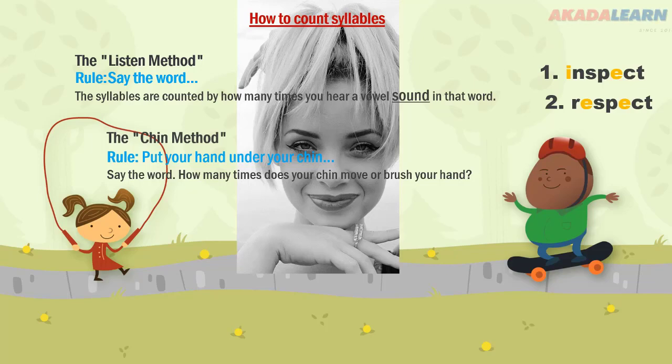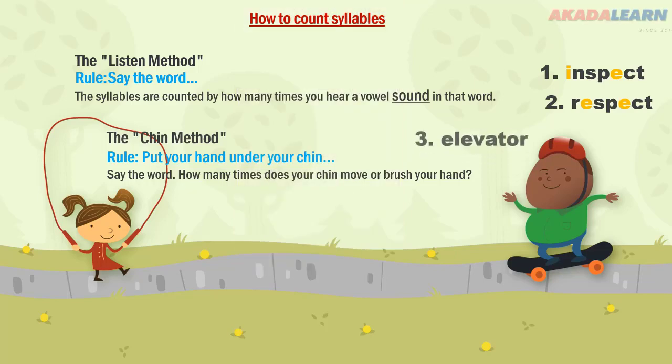For this method, we'll add a couple more examples. We'll add the word elevator and the word generator. We're going to start from example number 1 to count the number of syllables. Are you ready? Now, remember to put your hand under your chin. Have you done that? And let's go. Inspect. How many times did your chin move or brush your hand? 2 times. Therefore, we have 2 syllables in the word inspect, the same as we got in the first method.